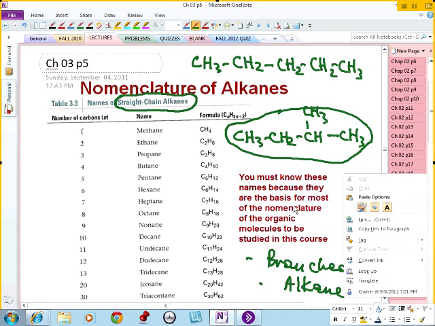Okay, so the names that we have here are the names of the straight chain alkanes, and you need to know them. The first one, of course, which is the simplest one, is methane, right? And what is the next one? Okay. You see how easy that is? I didn't even tell you. You guys already know them.